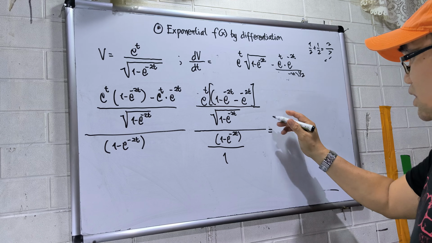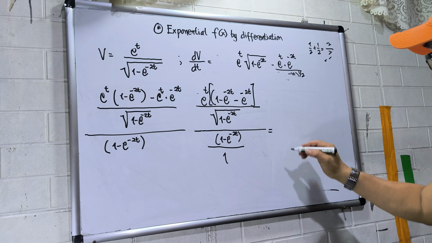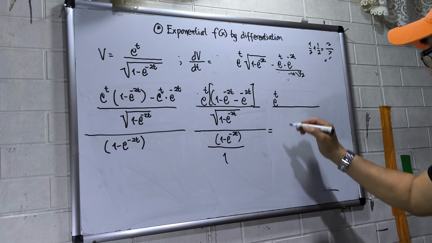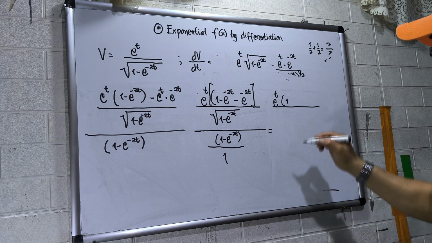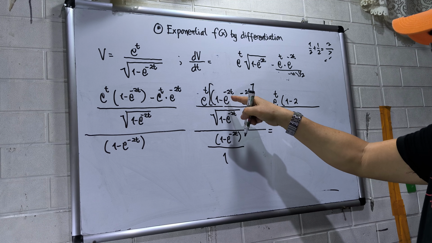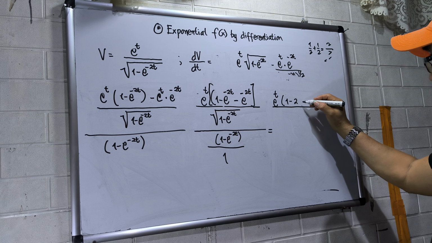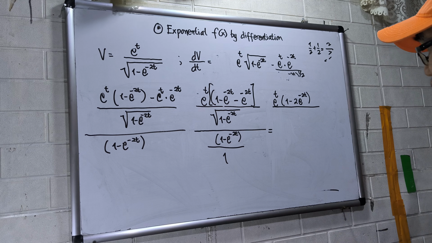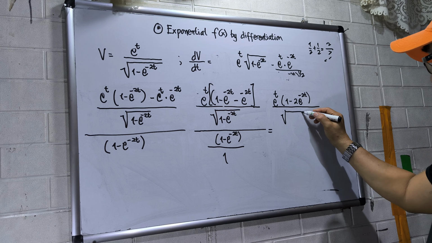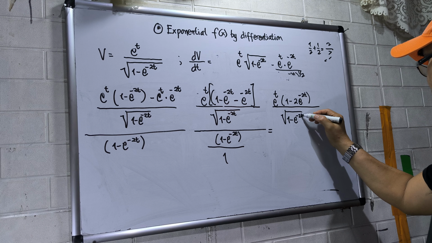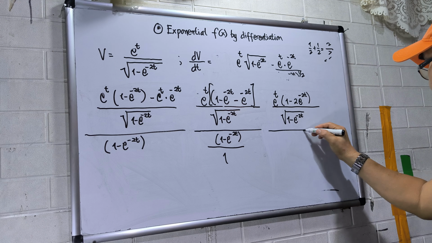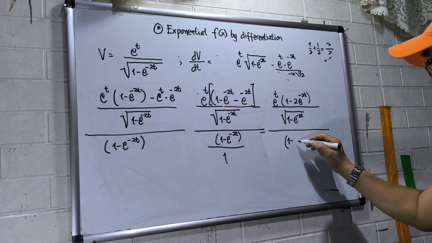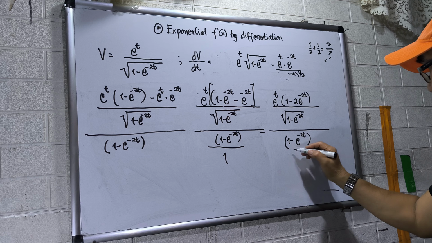Then I will simplify this one to make it a single fraction. So for the numerator, this will be e raised to the t, and then this will be 1 minus 2, because e to the negative 2t minus e to the negative 2t, that will be negative 2e raised to the negative 2t. Then this will be the square root of 1 minus e raised to the negative 2t. Then it's all over 1 minus e raised to the negative 2t over 1.